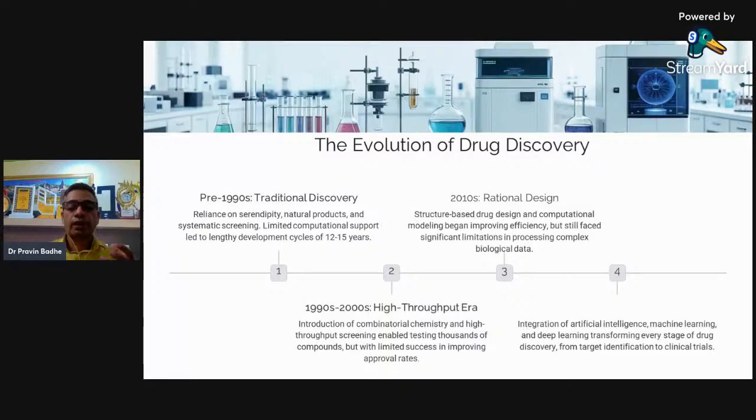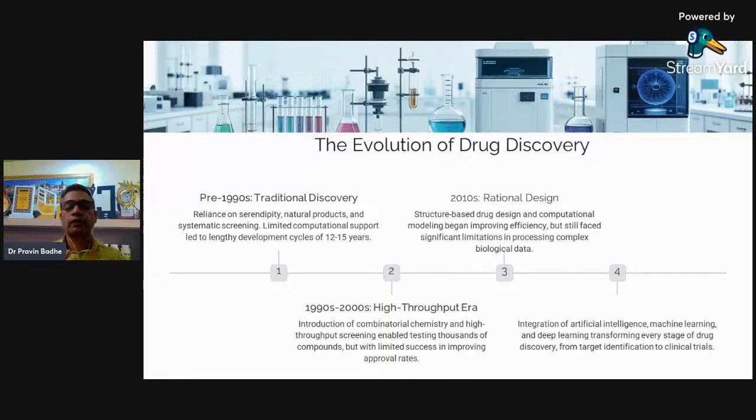Then came rational designing, where structure based drug designing was utilized, and computational modeling was used to get drug discovery faster and also get the information.